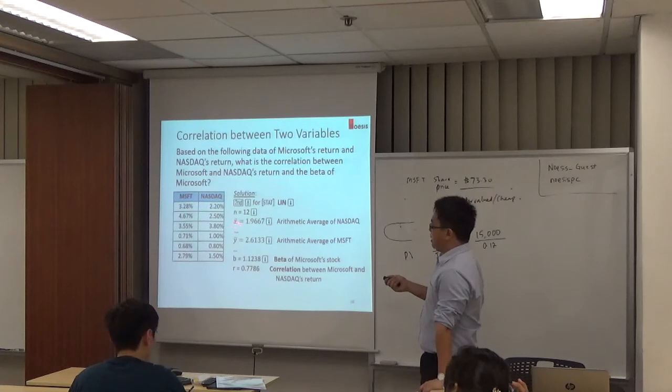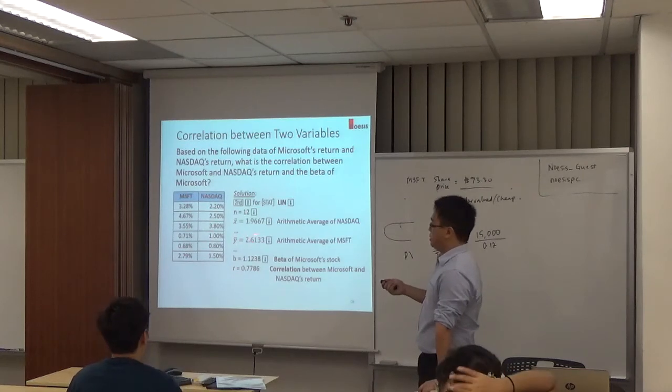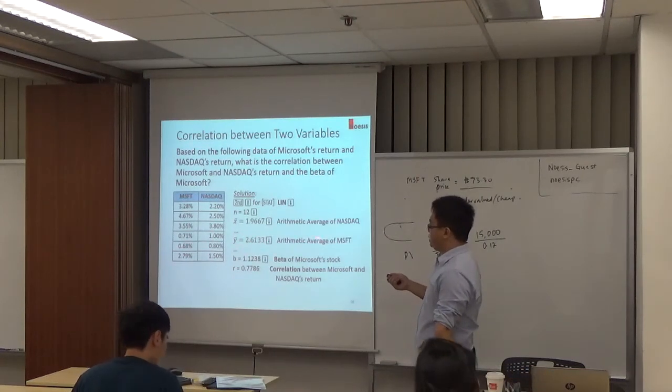Then you will see your X bar. X bar will be Nasdaq. X bar will be 1.9667. That's the average return for Nasdaq. You scroll down again until you see Y bar. Y bar will be about 2.6133. That's the average return for Microsoft.